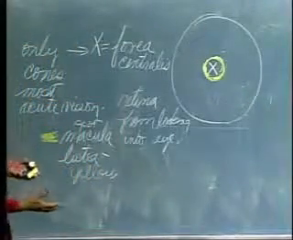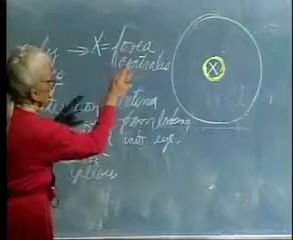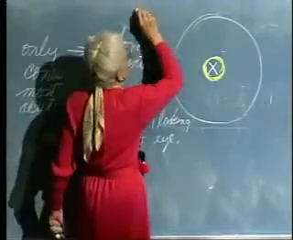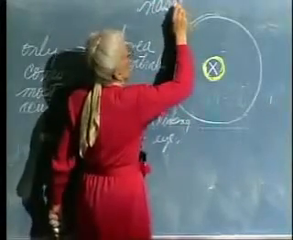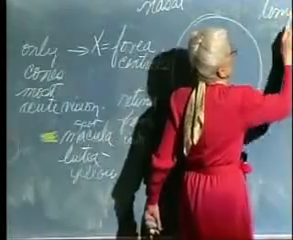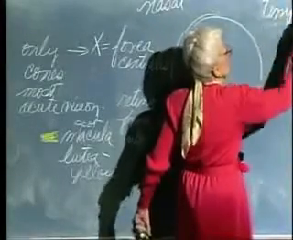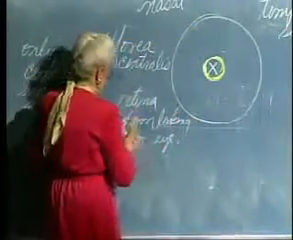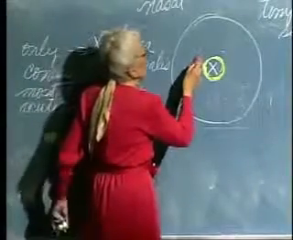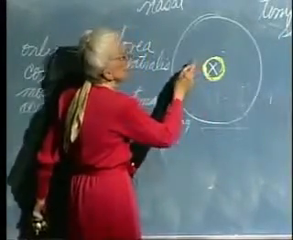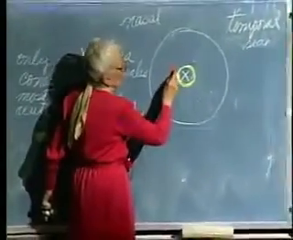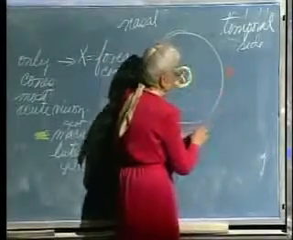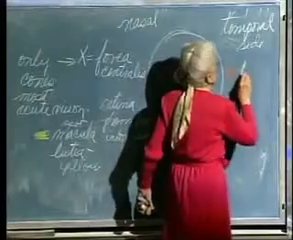But what I'm leading up to is where the blind spot is in relationship to the fovea centralis. If this is my nasal side and this is my temporal side, so you can picture this on yourself, we'll find the blind spot about here. It's on the nasal side. That equals your optic disc or blind spot.